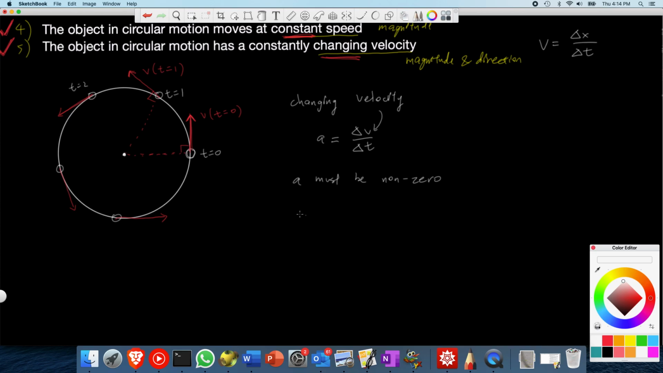Because according to Newton's second law, F equals ma, we now deduce that there must be some net force acting on the object in order for its velocity to change. And this is known as the centripetal force.